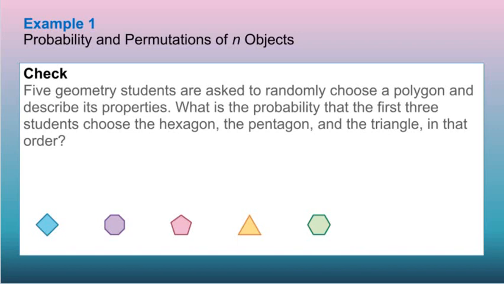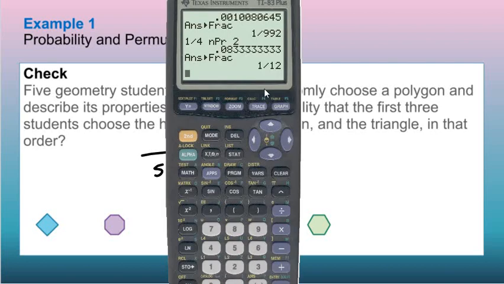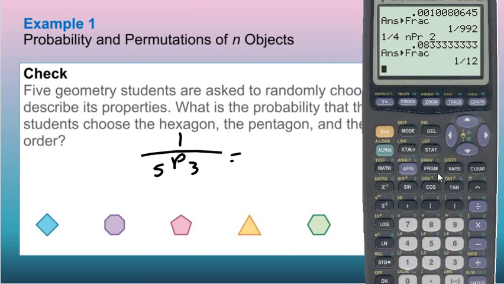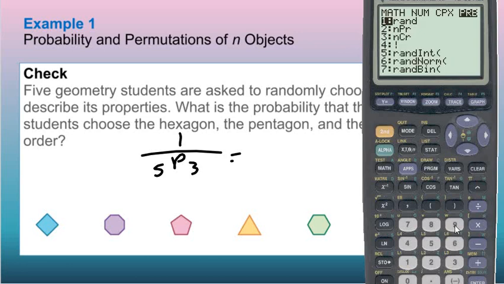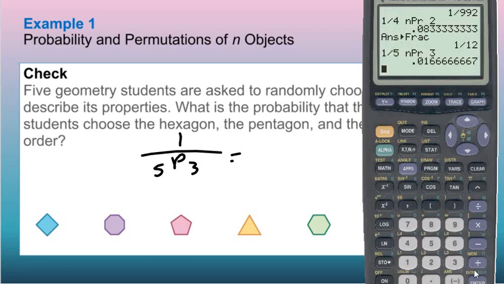Next, 5 geometry students are asked to randomly choose a polygon and describe its properties. What is the probability that the first 3 students choose the hexagon, pentagon, and the triangle in that specific order? So this is permutation. We're looking at 1, 2, 3, 4, 5 shapes, and we're looking at 3 specific ones at a time. So on our calculator, we would type in 1 divided by 5, math, go to PRB, number 2, 3 at a time, math, enter, so 1 out of 60.